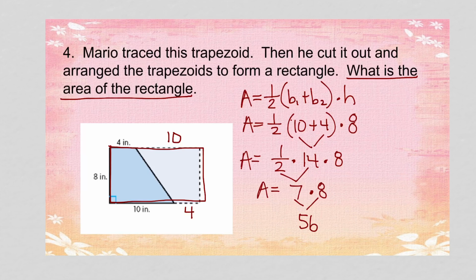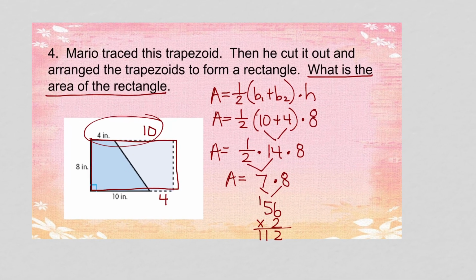Okay, what's it asking me for though? The rectangle. So I found half the rectangle. So if I have half the rectangle, what do I need to do? Multiply this by 2. And I get what? 112. Now I also could have added these together and, do this one with me. We're going to do a different formula, so write it. A equals base times height. So I could have said my base is 14. If I added those two together, 14 times 8.